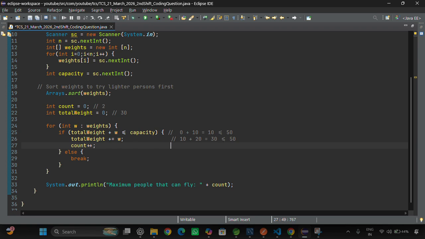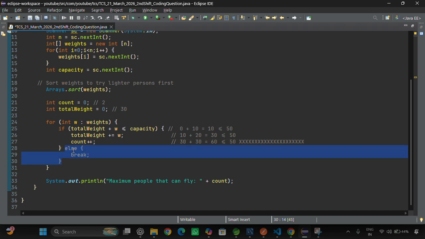In the third iteration, what will happen is our total weight is now 30, right? So 30 plus the next weight, 30. Is this lesser than or equal to 50? Sorry, I didn't write that. My bad. 30 plus 30 is 60. 60 is a no. So it is not less than or equal to 50. It will go to the else block and break this for loop. Then we will get the count value. We got the count value as 2, right? Am I correct? So that's it.